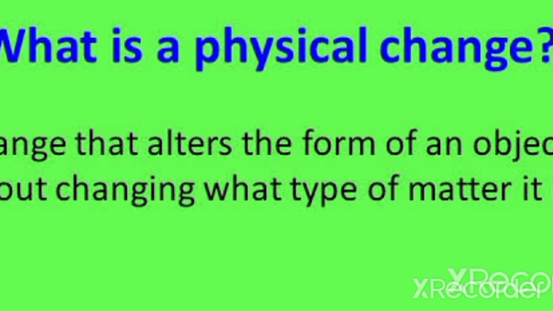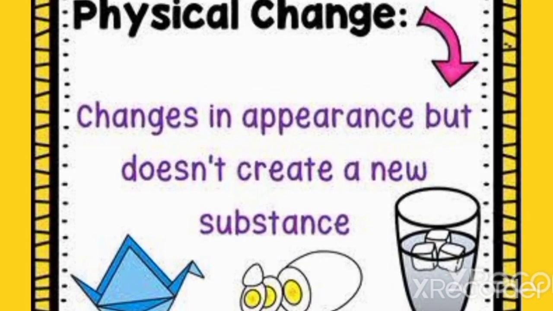What is a physical change? A physical change is a change that happens in an object that does not change the type of matter it is, but can only change its form. That means the object may change how it looks, its appearance, but it does not form another type of substance.